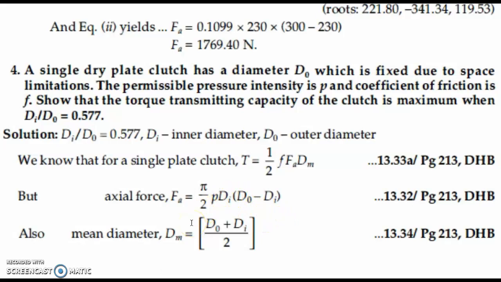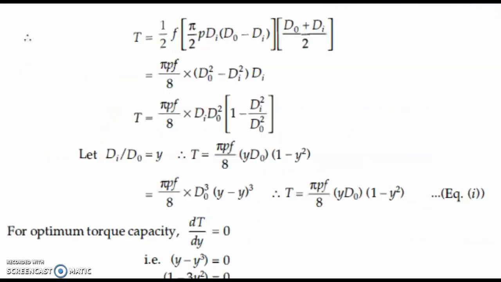Then we need one more thing, that is dm. Here in this equation, FAW we already write in terms of di and do, and one more thing, dm. dm is equal to do plus di divided by 2. That is also in our data book, page number 259. So just go through the data book and familiarize these equations. Now we can write the torque equation. T is equal to half into mu into pi by 2 into P into di into do minus di into do plus di.